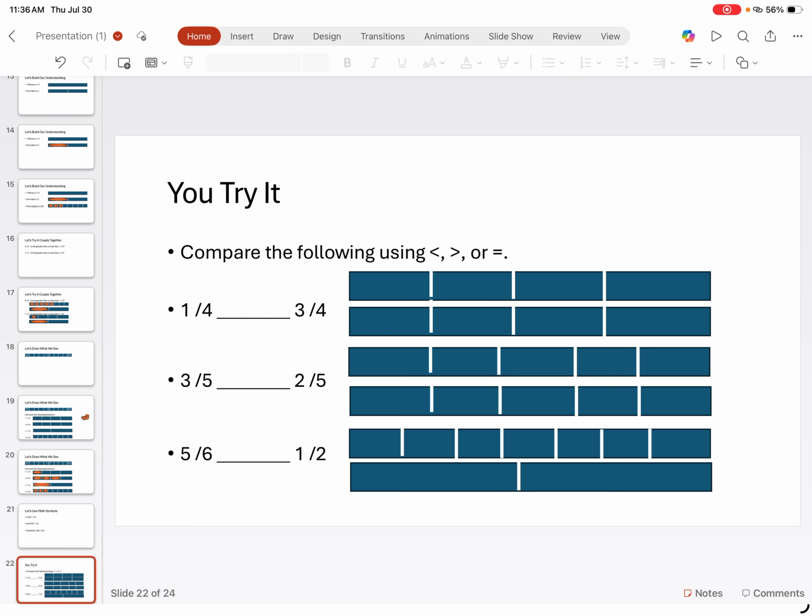Okay, now it's going to be your turn to be the mathematician. As you work, don't just think about the answer. Ask yourself, what do you notice? What do I know? And can I explain my thinking using today's new math vocabulary? The first one is 1/4 being compared to 3/4. Which is larger? Second, 3/5 versus 2/5. Which is larger? And finally, 5/6 versus 1/2. Which is larger? I've added some bar charts on the right-hand side of the page to help.